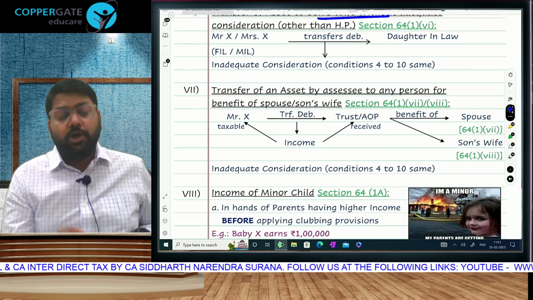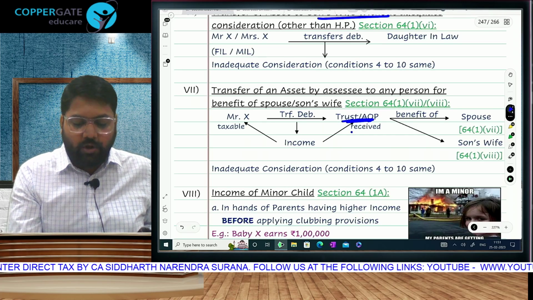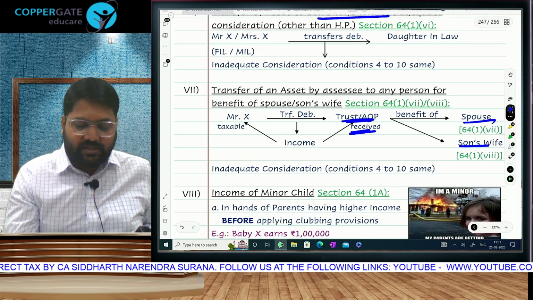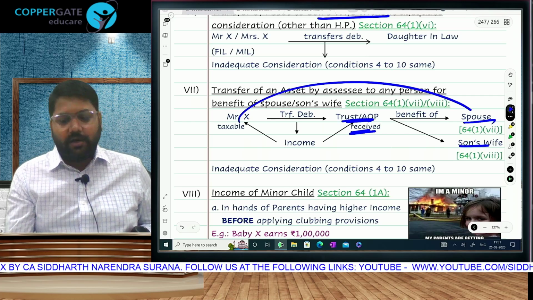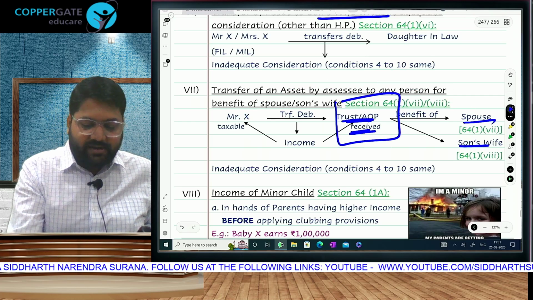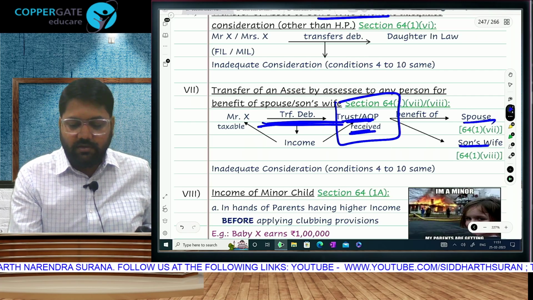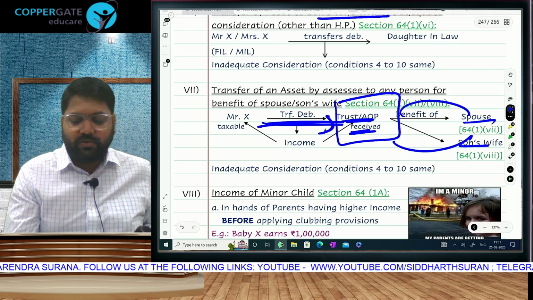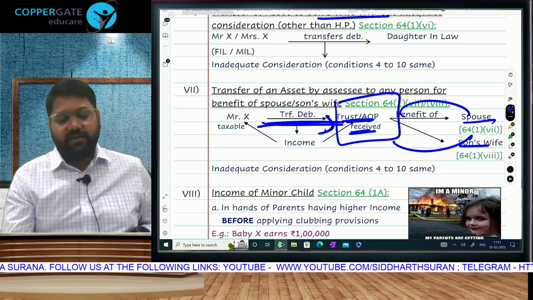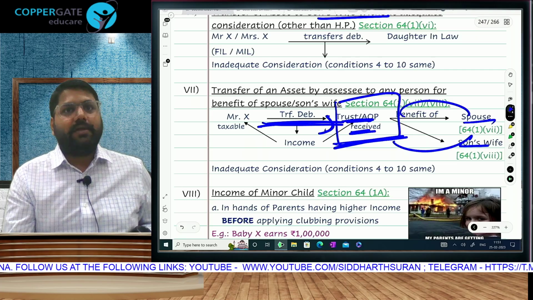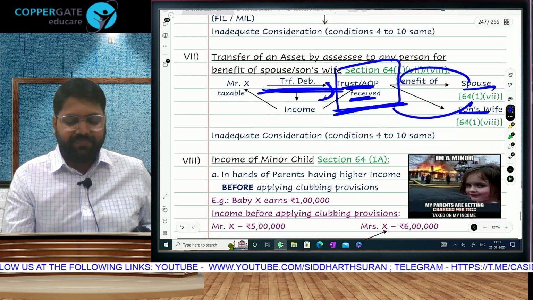Transfer of asset to any other party, to a trust or AOP, where the benefit goes to the spouse or son's wife. See, if we directly transfer to them, clubbing applies. So the idea is to create a family trust, give assets to the trust, and the trust will provide benefits to them. So we are not directly transferring. Clubbing is still going to be applicable.